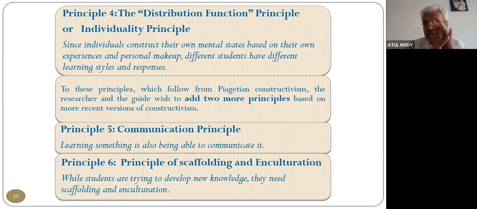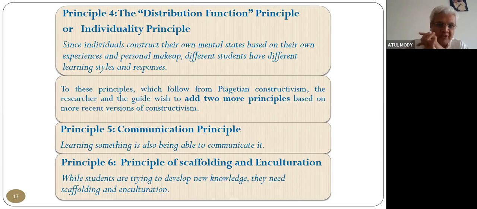We teach them 2 plus 3 equals 5, 15 plus 9 is 24. But students have a different way of going from 15 to 24. So that is very interesting. I welcome all of you to find out in your own way how different people think. So, these 4 were Piagetian principles. To these, we have added 2 more principles.